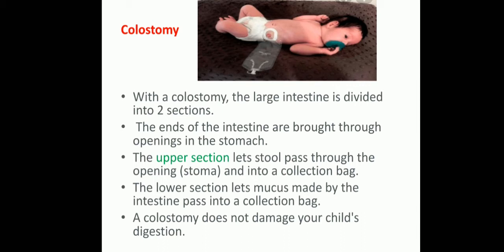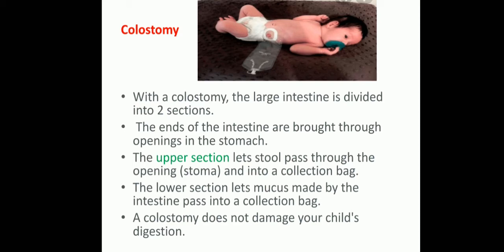It is connected with another part, so it may get infected from that other part, and you should prevent that. So the surgical intervention for this anorectal malformation is colostomy. Colostomy, where ostomy means to open the colon.